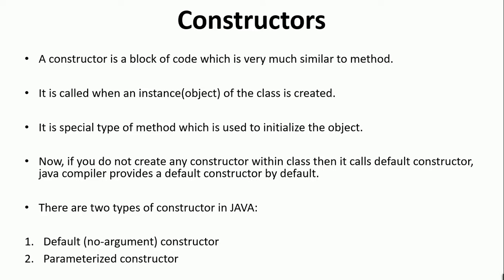Now if you do not create any constructor within the class, then the Java compiler provides a default constructor by default. There are two types of constructor in Java. First is the default constructor and second is the parameterized constructor. A default constructor means it does not contain any arguments.